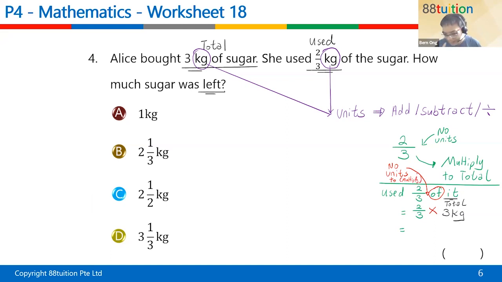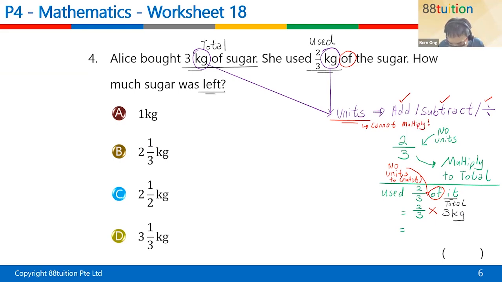So you have to be a little bit careful. There's a difference between this and this. One has units, one has no units. Every time you see the word "of", some of you will just say times. Very dangerous. So the first thing to check is whether it has units or not. If it has units, you cannot multiply. Because with units, you can only add, subtract, and divide.